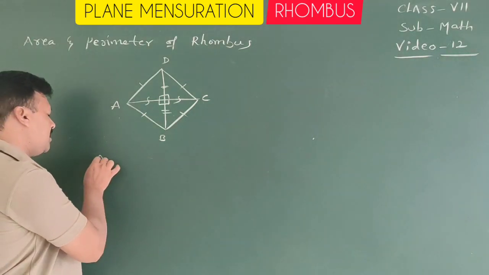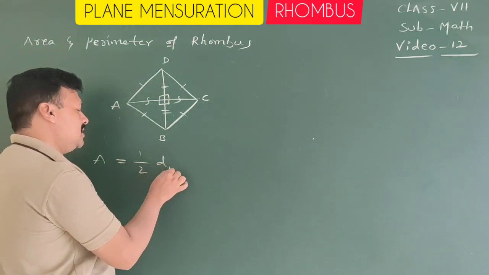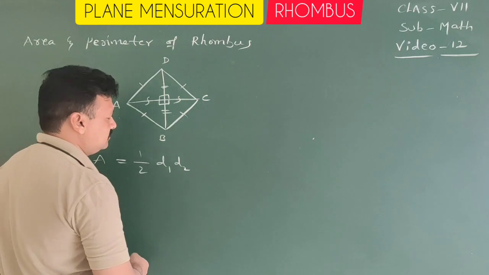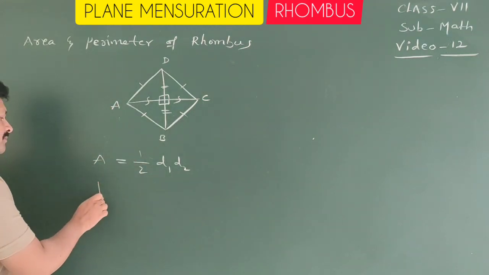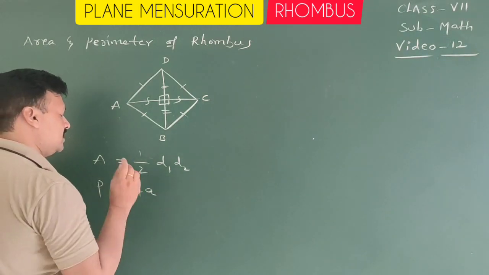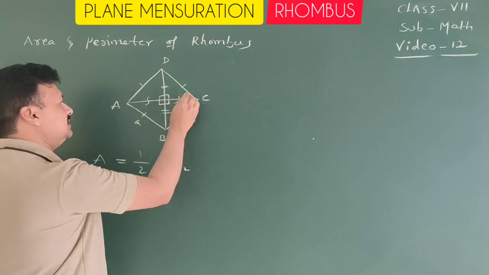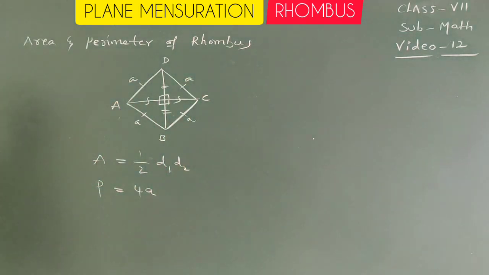The area of the rhombus is half d1 d2, half the product of its diagonals. The perimeter is 4a. If each side is a, then the perimeter of a rhombus is 4a because all sides of a rhombus are equal.